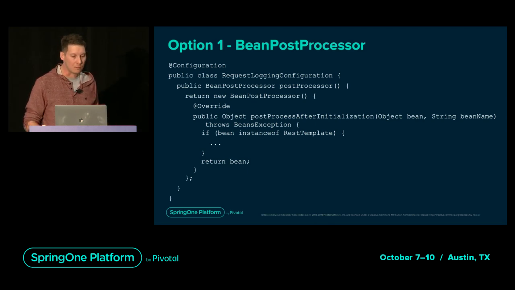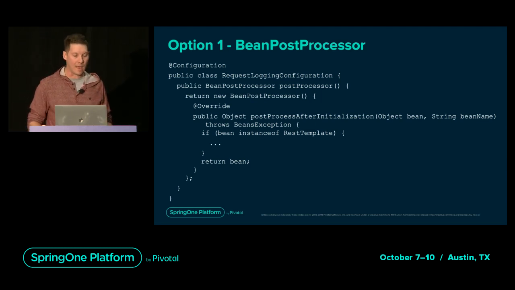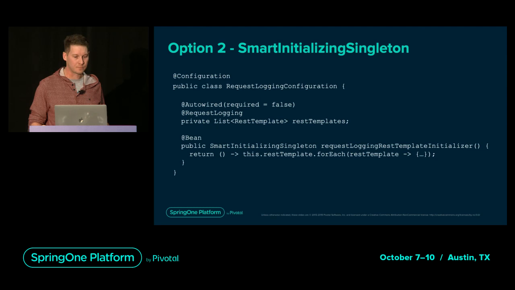Now, this would work great if we were trying to apply this functionality to every bean of that type, because there's no real way to inspect for that annotation to do that filtered application of this. So let's take a look at another option that we can use to give us that filtering.